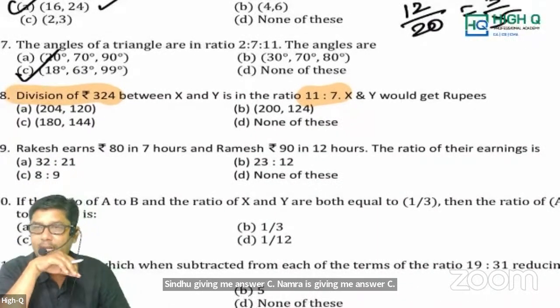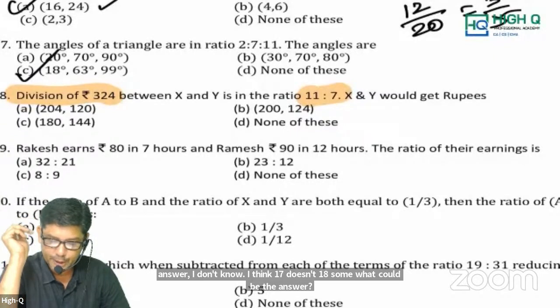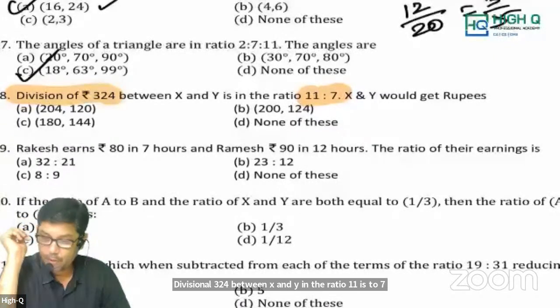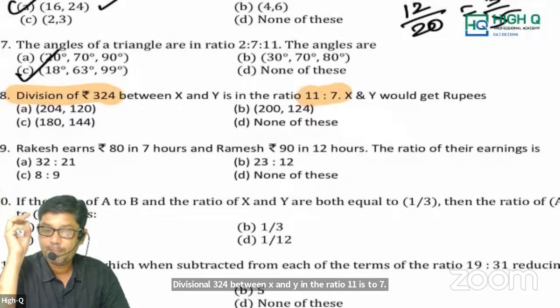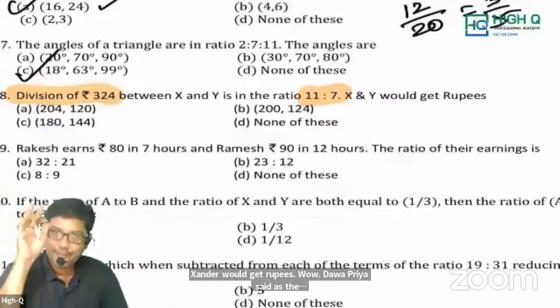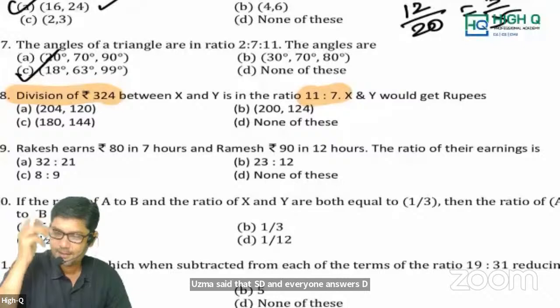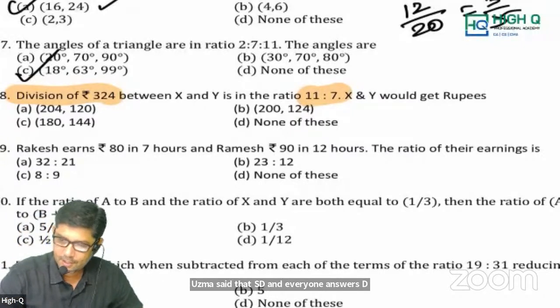18th sum, what could be the answer? Division of 324 between X and Y in the ratio 11:7. X and Y would get rupees. Wow. Davapriya said D. Uzma said D. And everyone's answer is D. Okay. Wow, thank you.